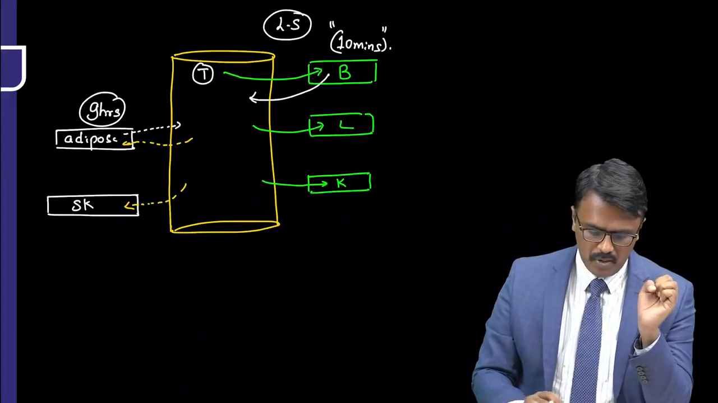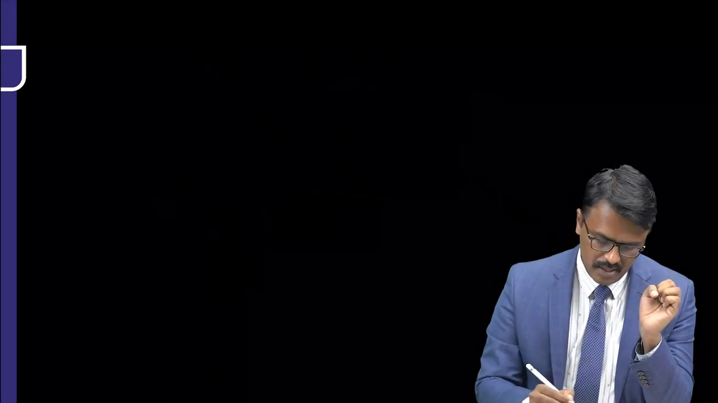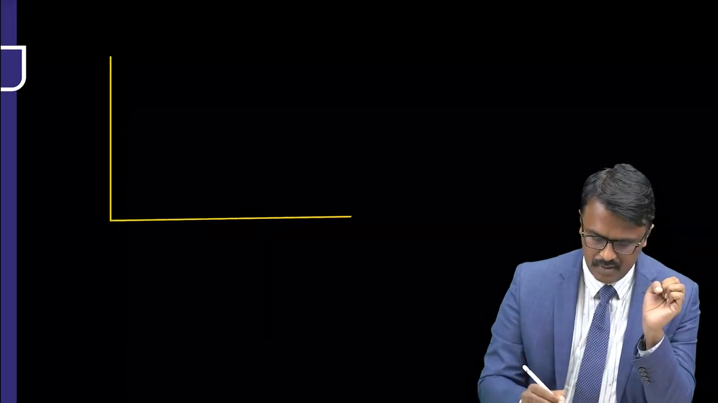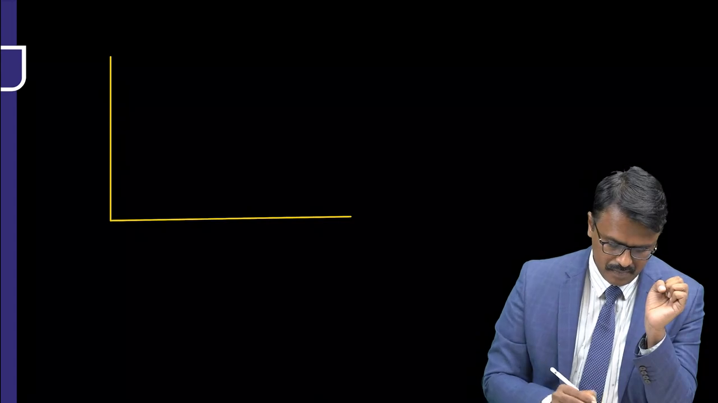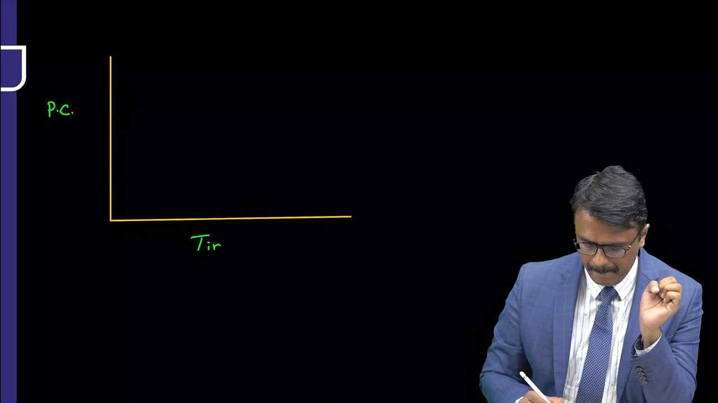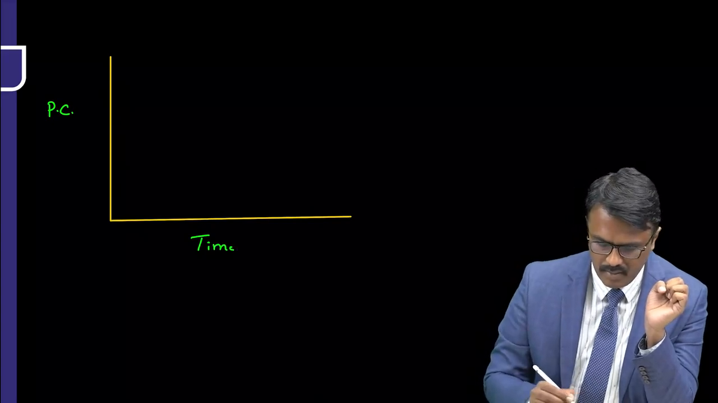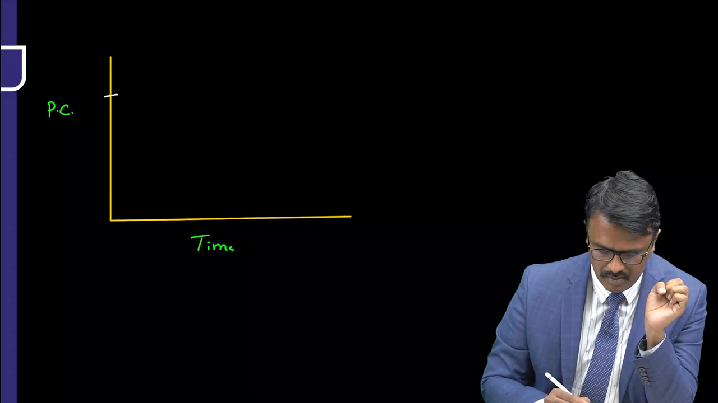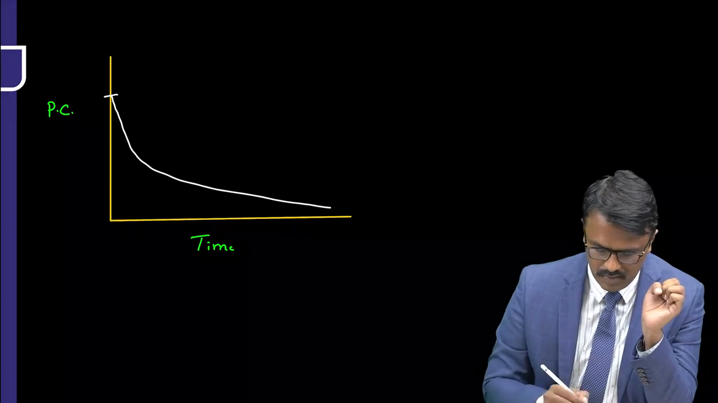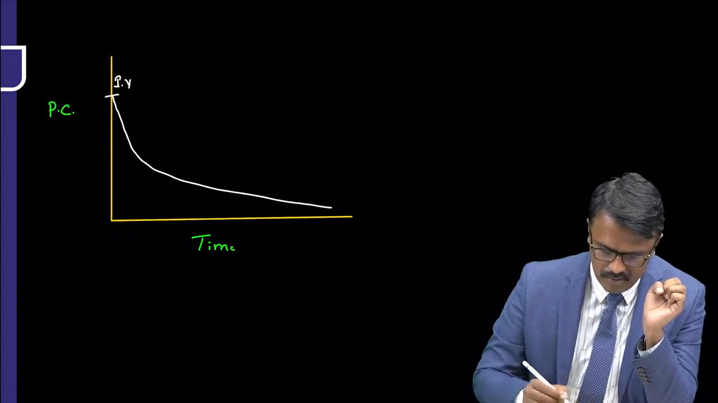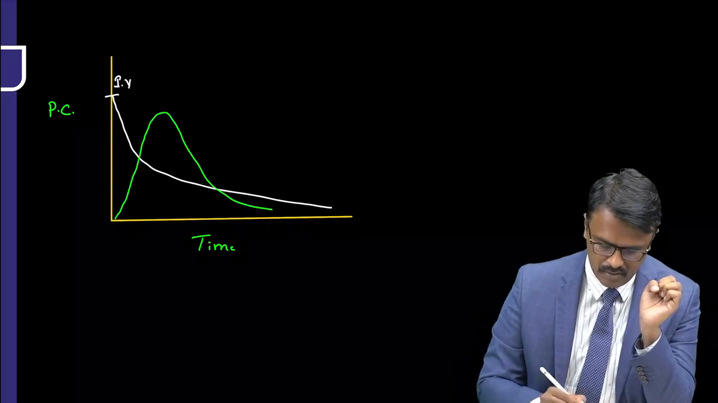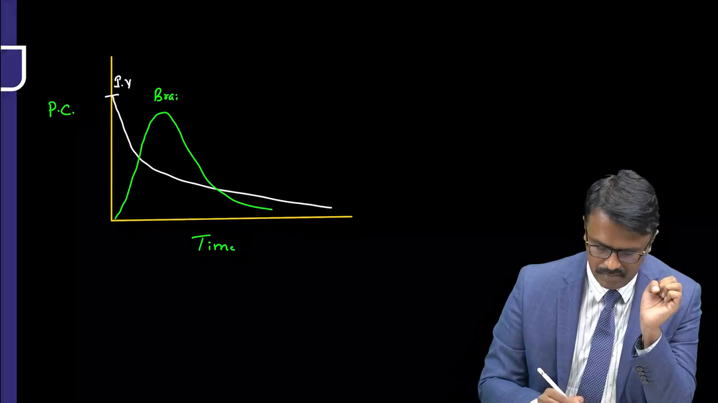Now, if you want to plot that in the graph, here. So this is the drug plasma concentration. This is the time. So when we give it IV, immediately it will be in the intravenous, then it will fall down. So this is for intravenous. Then it will rise in the brain and fall down. So this is the 10 minutes activity.